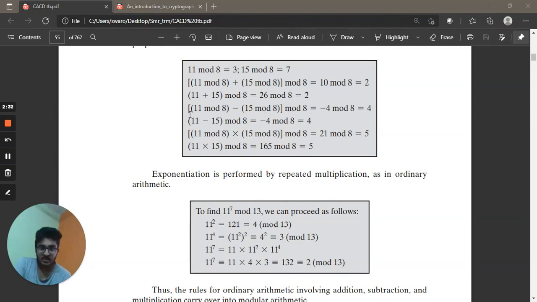Similarly, for the second property, (11 mod 8 minus 15 mod 8) mod 8 equals minus 4 mod 8 equals 4. And (11 minus 15) mod 8 equals minus 4 mod 8, which is also 4. For the third property, (11 mod 8 into 15 mod 8) mod 8 equals 21 mod 8, which equals 5. And (11 into 15) mod 8 equals 165 mod 8 equals 5. So those three properties are satisfied.